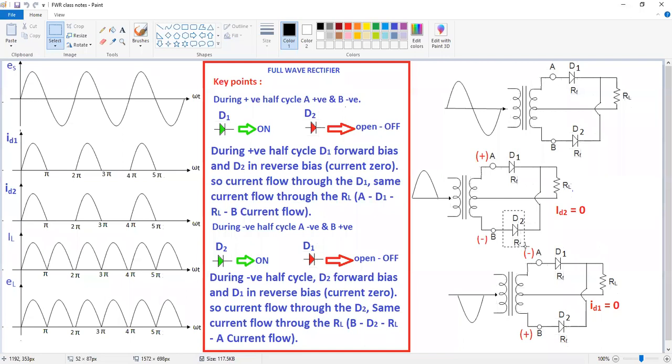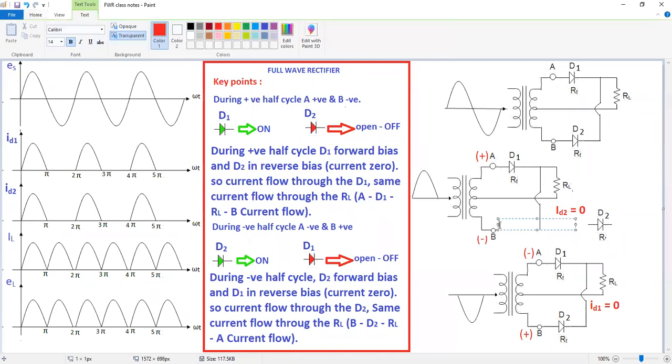So here, this is going to open. That's right, ID2 is equal to 0. Current through the diode D2 is 0. Why? Because here it is open.